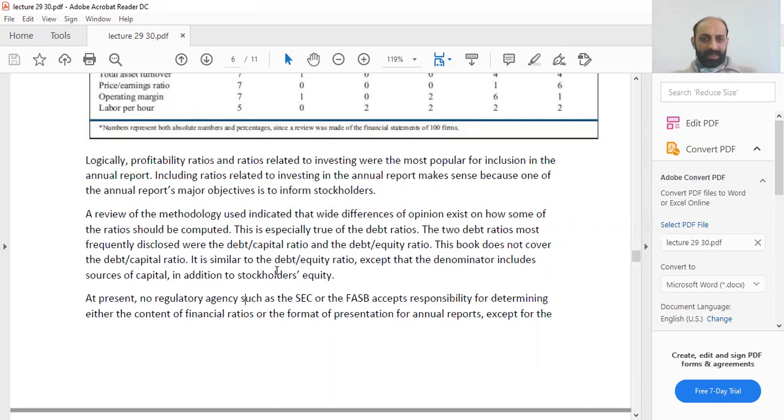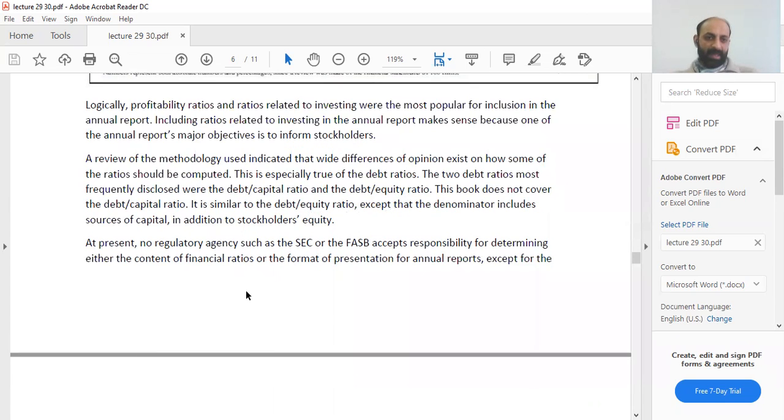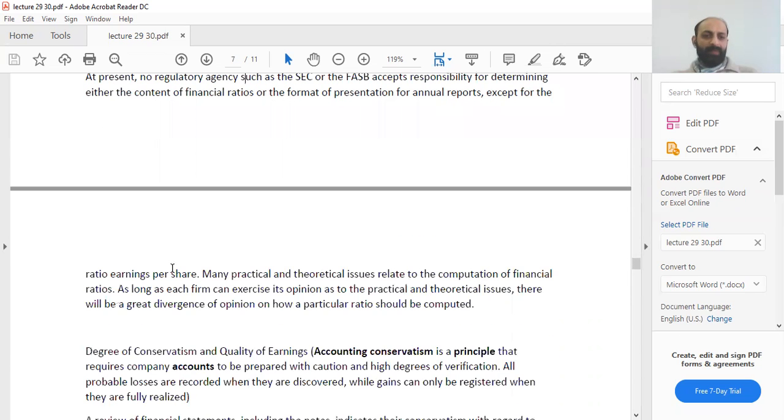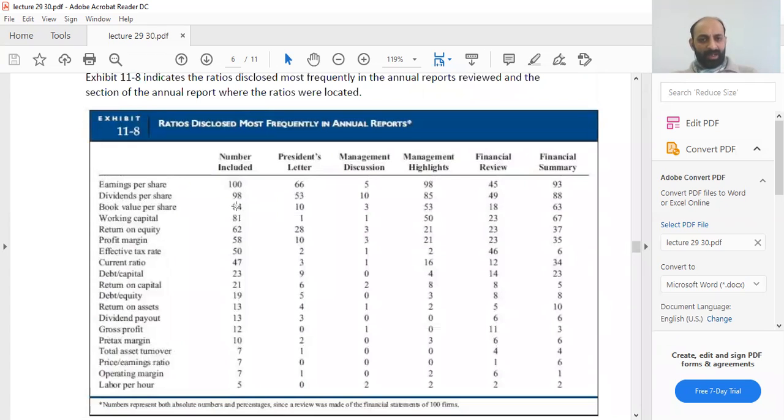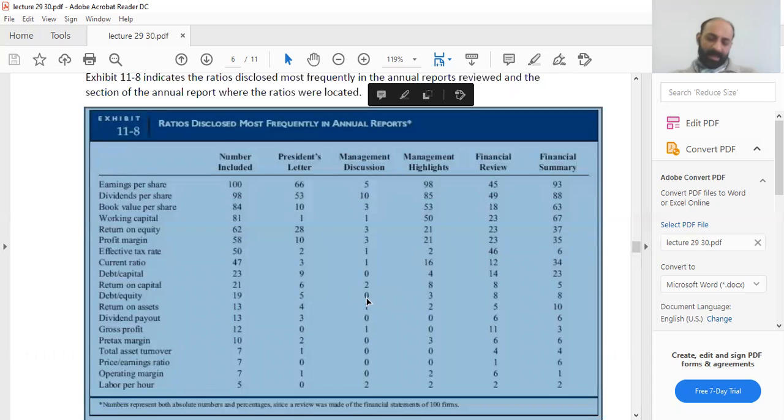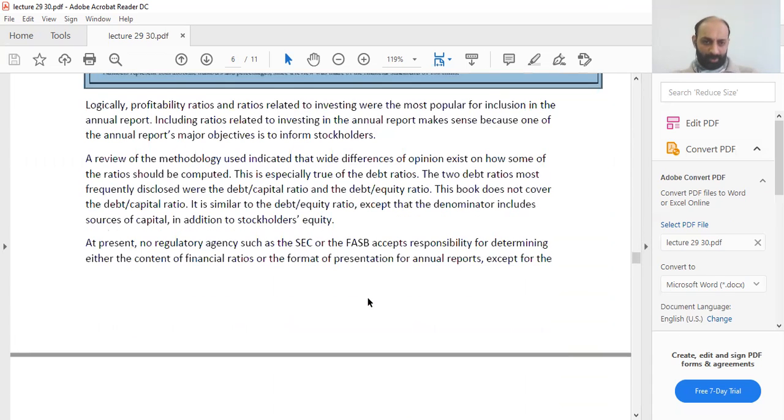It is similar to the debt equity ratio, except that the denominator includes sources of capital in addition to stockholders' equity. At present, no regulatory agency such as SEC or FASB accepts responsibility for determining either the content of the financial ratios or the format of presentation for annual reports, except for the earnings ratios, earnings per share. That is why you will see that the earnings per share figure is in every company, because it is one ratio which is considered compulsory whenever you are giving your annual reports.